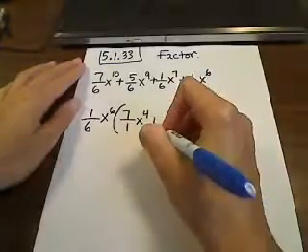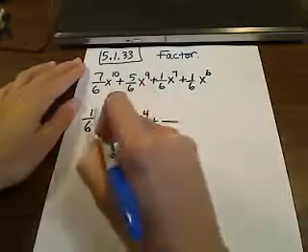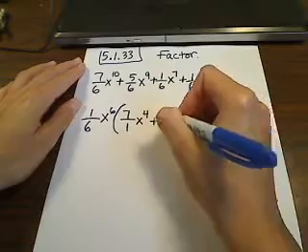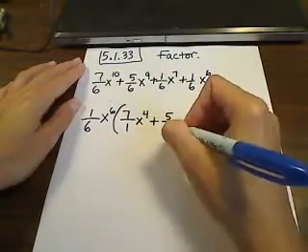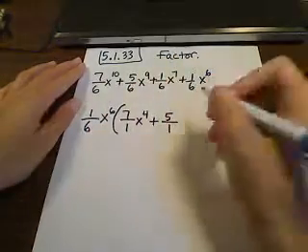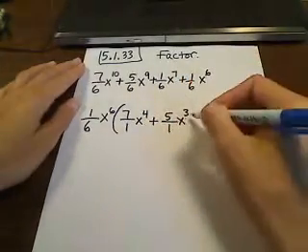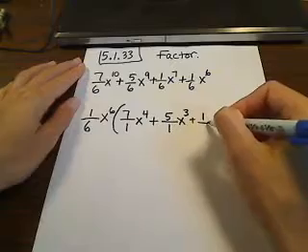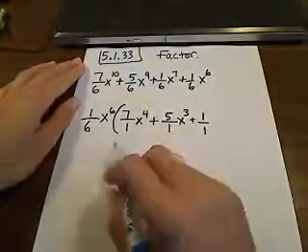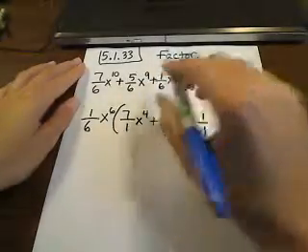Then if I go to the next one, I want to think about 1 times what would give me 5? It would have to be a 5. 6 times what would give me 6? It'd have to be a 1. And then I need an x to the 3rd power. I've got a 1/6 here, so that's just going to be a 1 over a 1. 1 times 1 gives me 1, and 6 times 1 gives me 6.